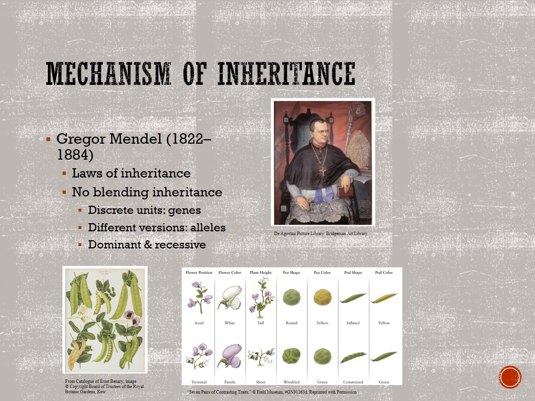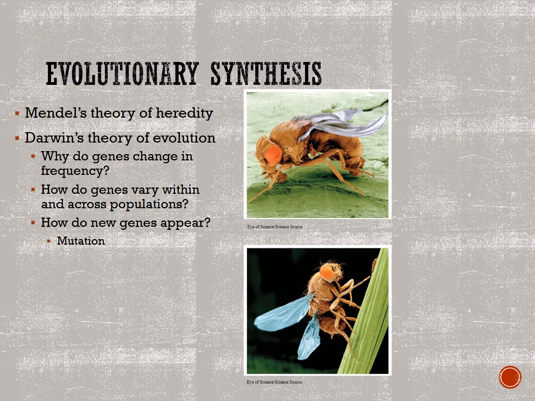The idea of this law of segregation, and then also the law of independent assortment. We'll come back to those. Don't worry. So with Mendel's theory of heredity, and by the way, he does read Darwin's Origin of the Species, and Darwin's theory of evolution, we can now understand how genes change frequency. How do we get new genes? How come genes vary?